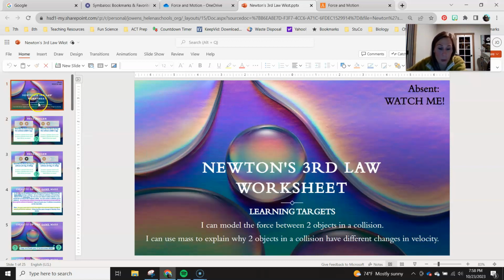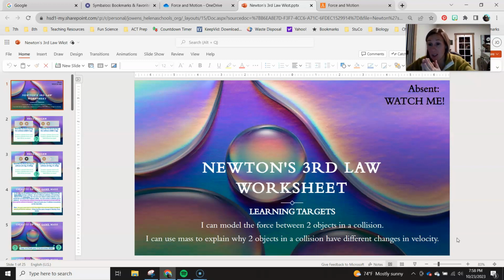For your learning targets for today, I can model the force between two objects in a collision. You are going to look at objects of the same mass, which are a little easier to predict, and then objects of different masses, which can be a little trickier. What you should be able to see is that anytime we have a collision between objects, those two objects exert an equal force on each other, no matter their size, but in opposite directions. And I can use mass to explain why two objects in a collision have different changes in velocity. It's not necessarily the force you see, but what happens afterward, and that's easy to get mixed up with force.